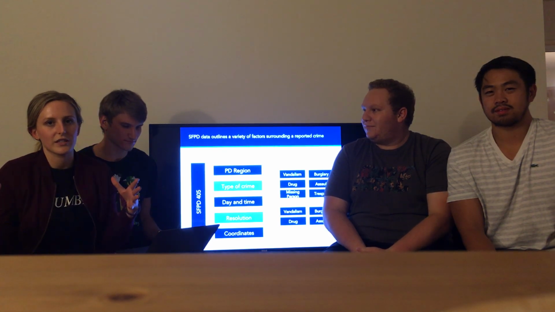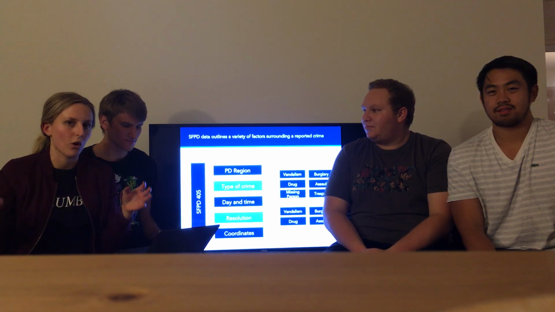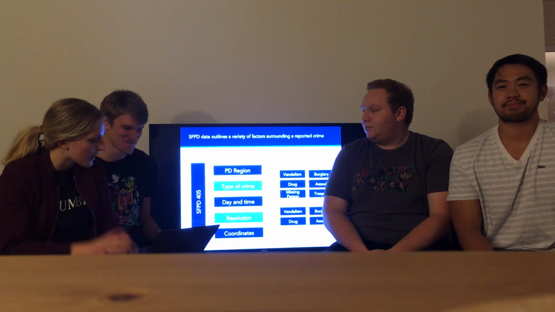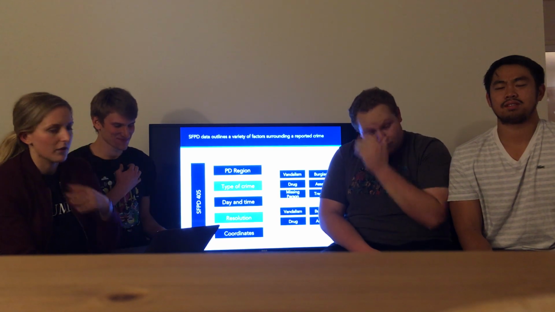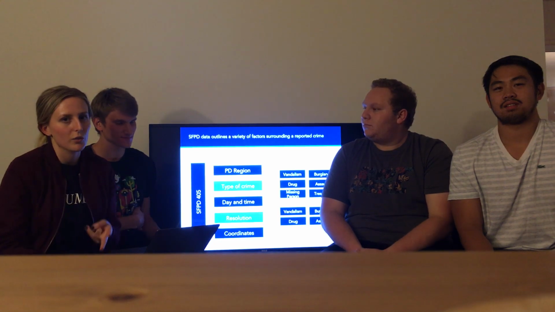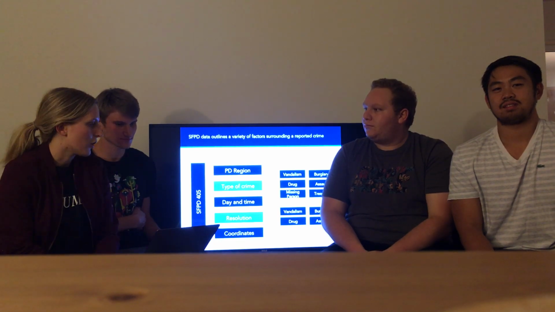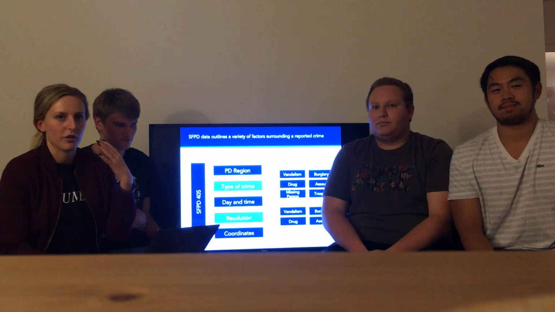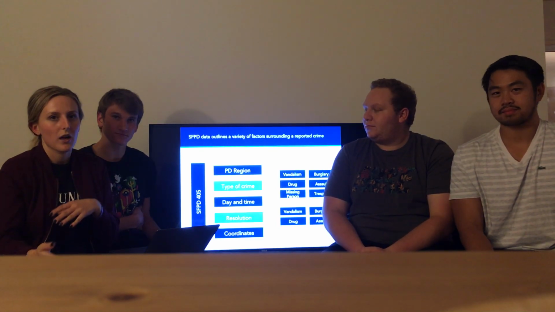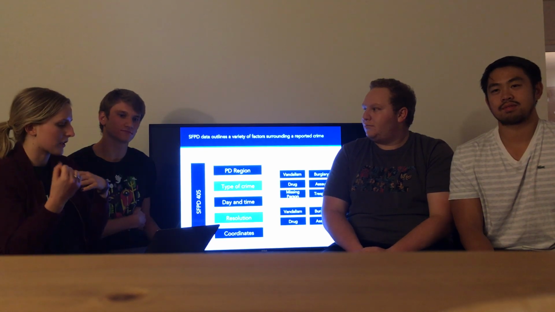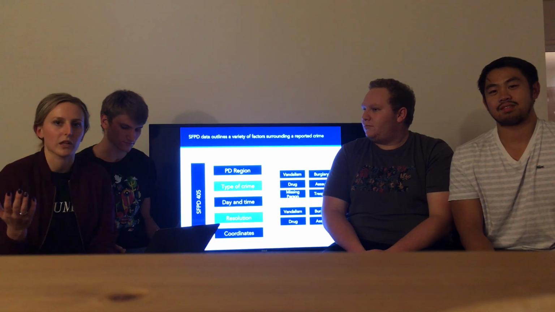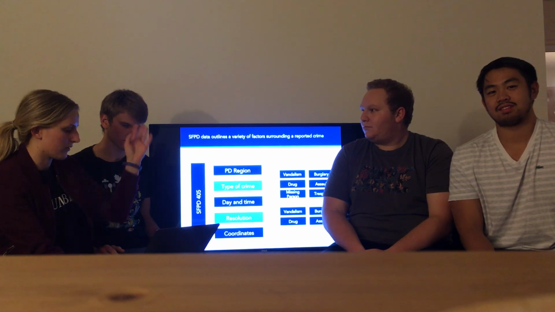It's essentially a data frame with the input of all the different factors that came with any submitted police report. A couple of sample factors were the type of crime, the resolution, which meant what came of that report, whether they were booked, arrested, or if nothing came of it. There was also the day of the week, the time, the coordinates of where it happened, and the neighborhood.